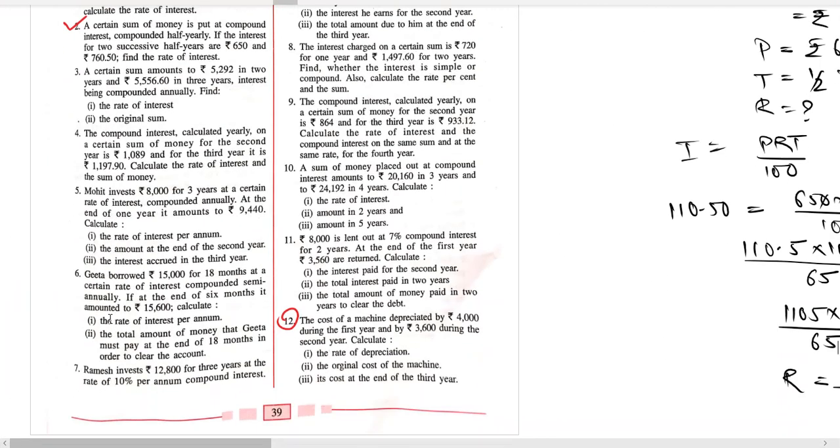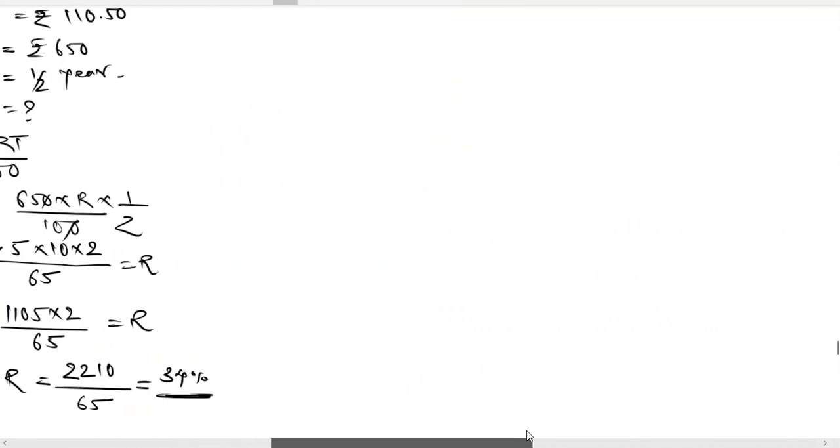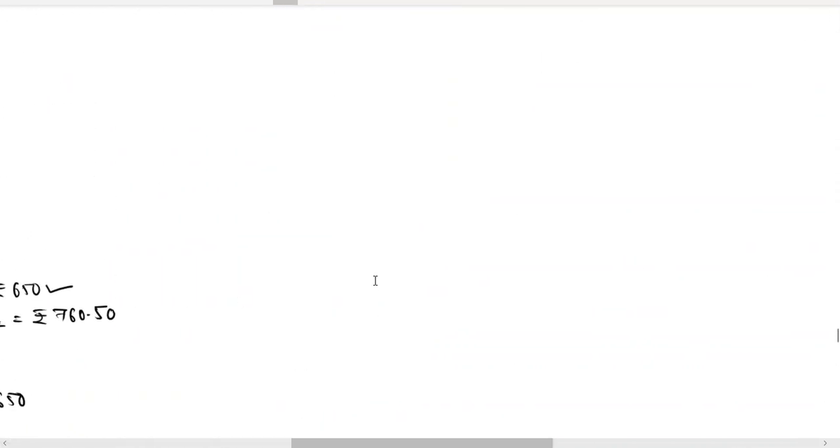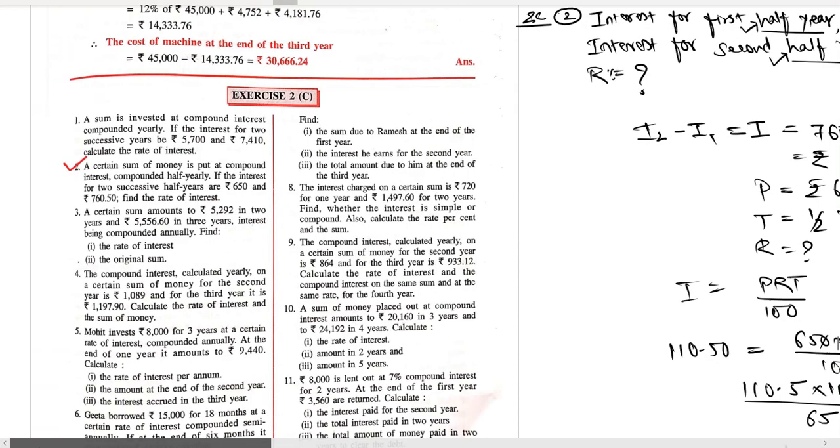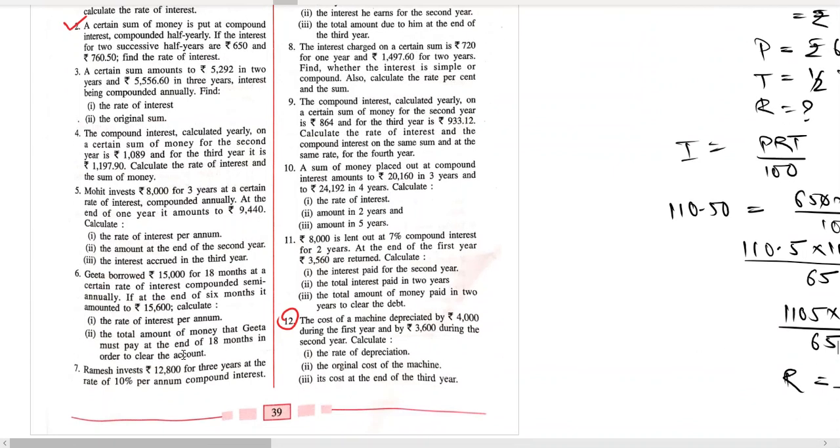The next doubt is question number 12. The cost of a machine depreciated by rupees 4,000 during the first year and by rupees 3,600 during the second year. Calculate the rate of depreciation. Okay, this is easy. We have done a similar question, but we can again do it since it's a doubt. So this is question number 12.